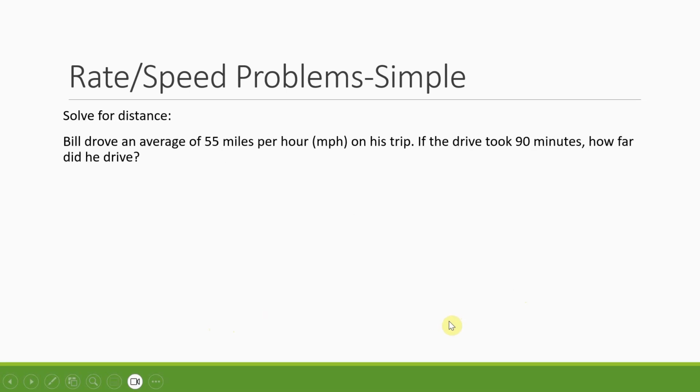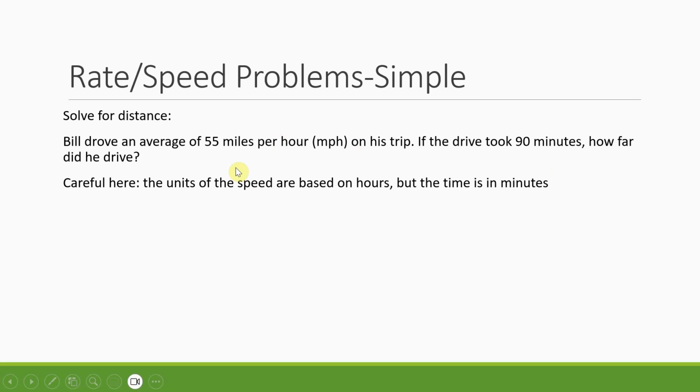So now let's go look at solving for distance. Bill drove an average of 55 miles per hour on his trip. If the drive took 90 minutes, how far did he drive? Now be careful here. They will try and do this little trick for ones that look easy. Still not hard, but they will see if you make this mistake.